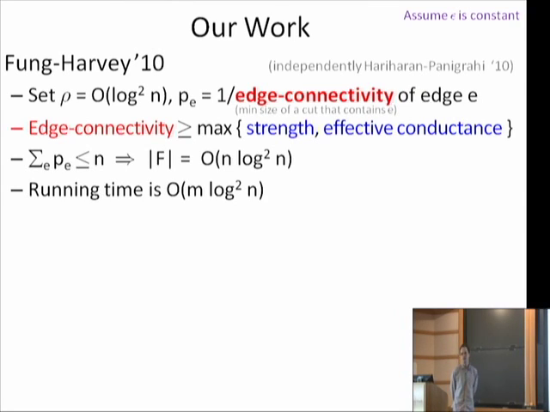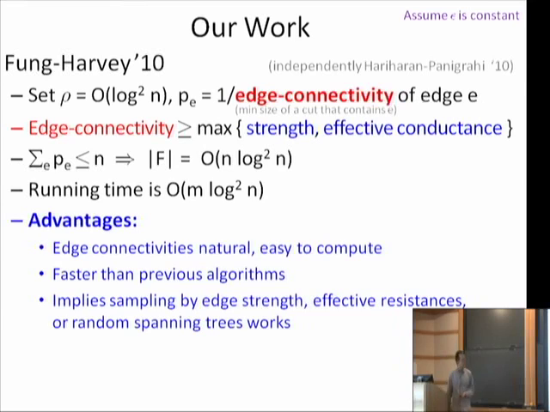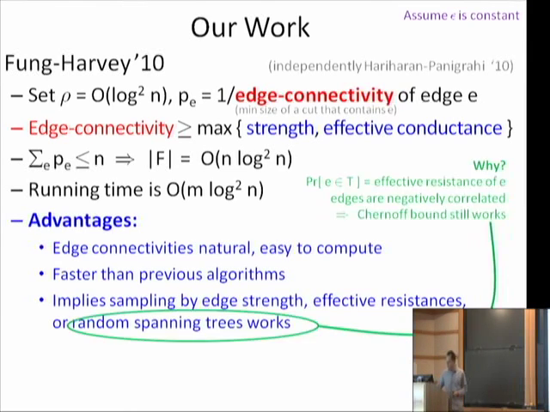No, and you really need tight concentration. It's not a direct implication, but it is true. So the fact that we can sample according to edge connectivities, if you just go through the calculations, does imply that those other methods work as well. So the advantages of this are using these easier sampling probabilities, and also it implies that the previous results work.